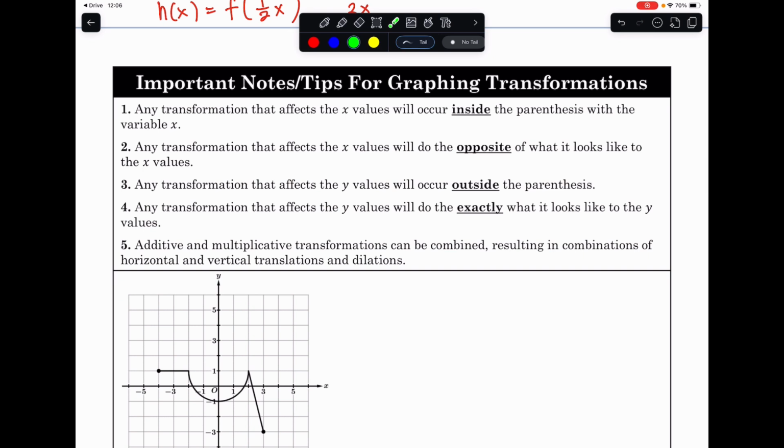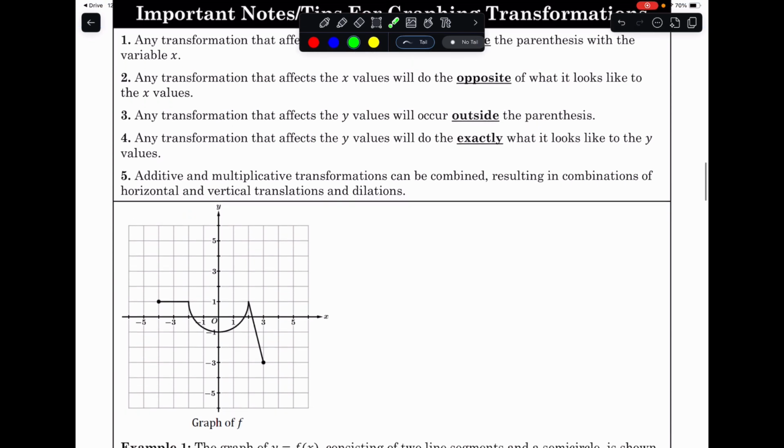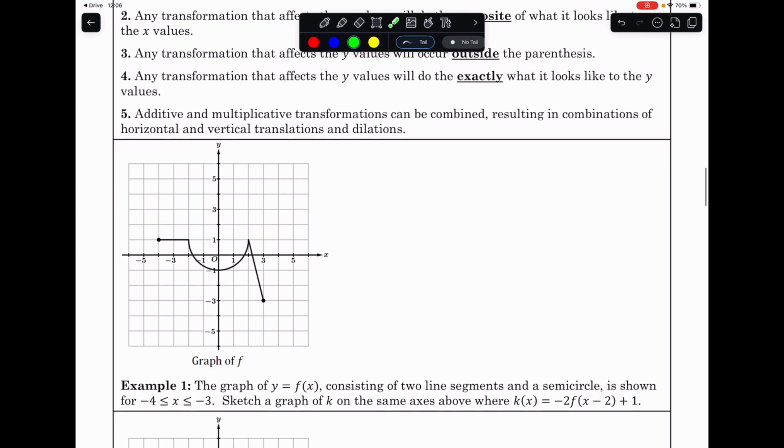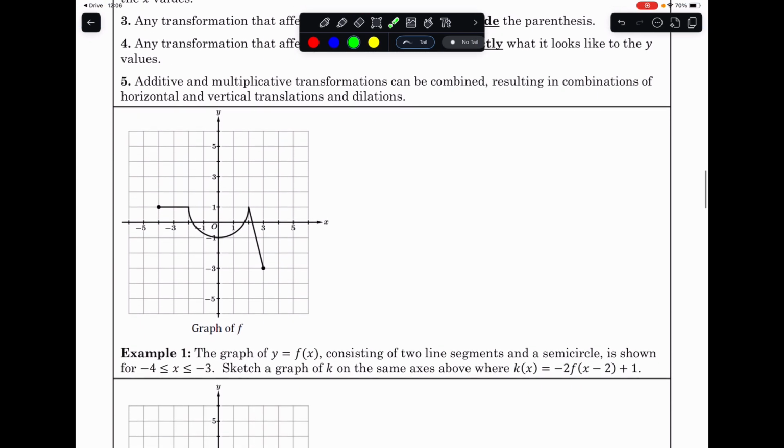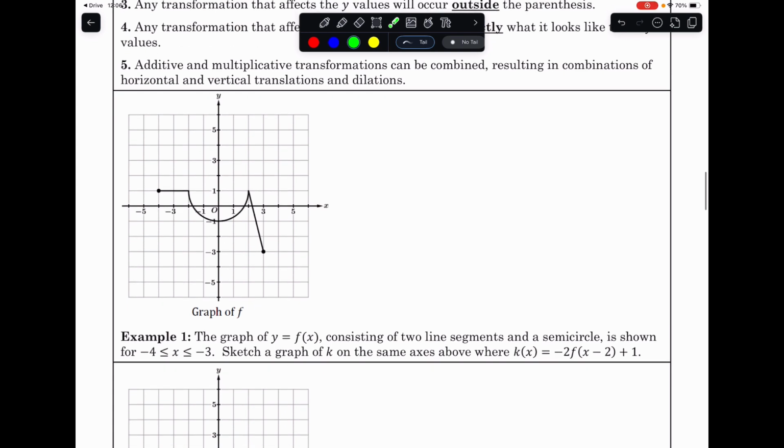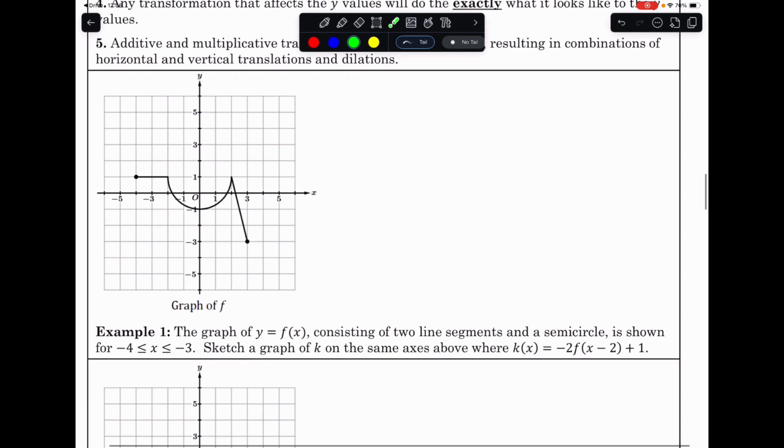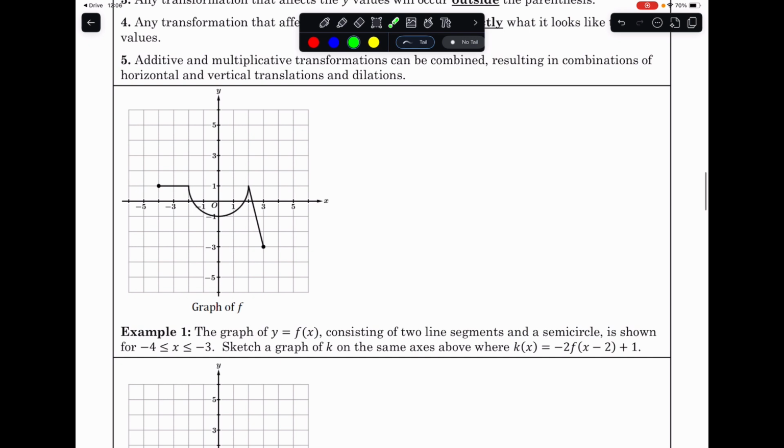Now, additive and multiplication transformations can be combined, resulting in the combination of a horizontal and vertical translation and dilation. And the way that these are done is by performing, again, these operations following essentially your order of operation. So if I want to transform this function, here I have this function f, all right? So this is the graph as f indicated.